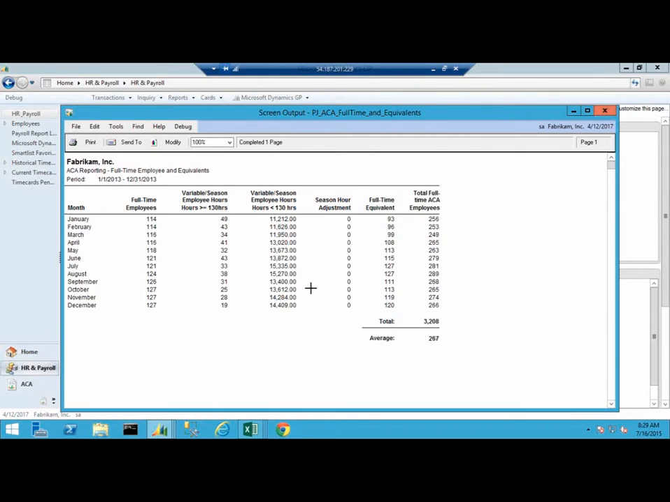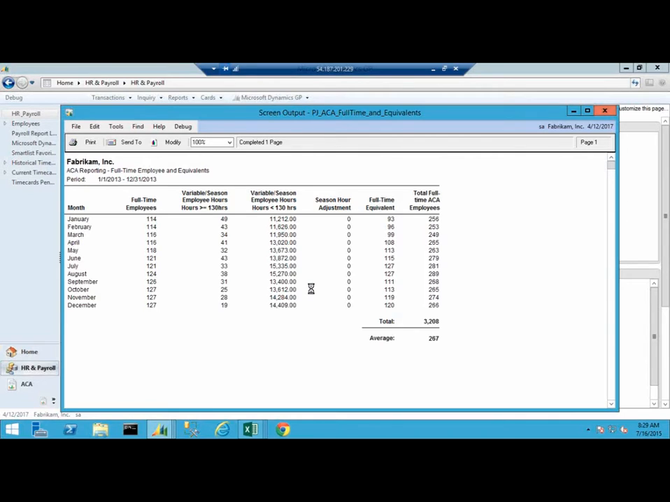Then I had a bunch of part-time people who worked under 130 hours, and there was 11,212 hours. You take that number, you divide it by 120, and you get 93. And that's what you call a full-time equivalent. Add them all up, divide by the number of months in existence, and you get, for the year, your ALE. In this case, it's 267.